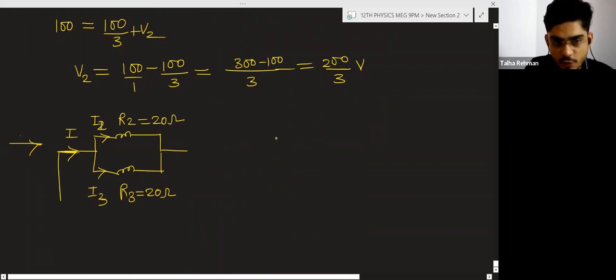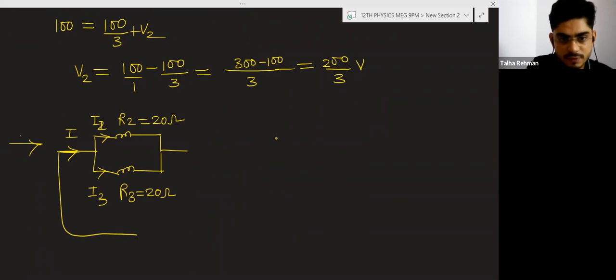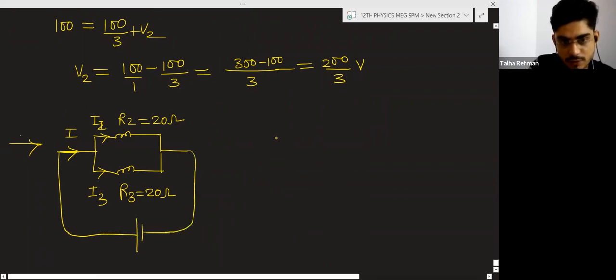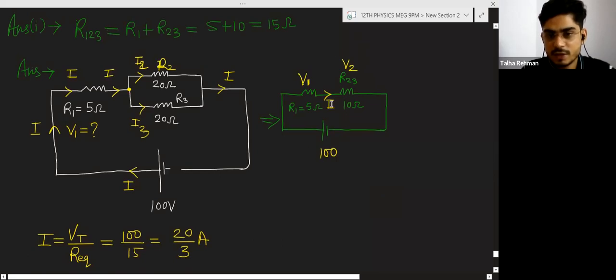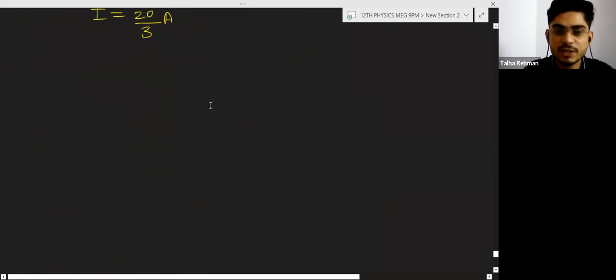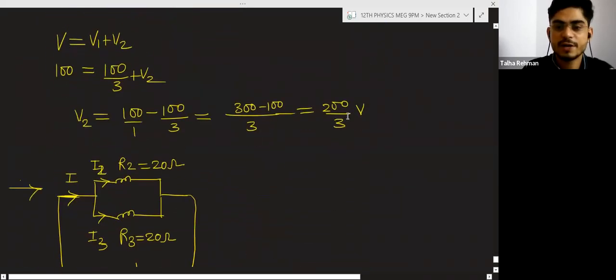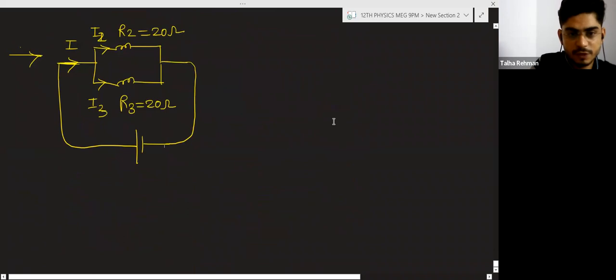And they are saying the voltage across this. See here, the voltage V2. See this circuit. Here V2 is across R23, and R23 is this circuit. Means across this circuit the voltage is 200 by 3 volts.